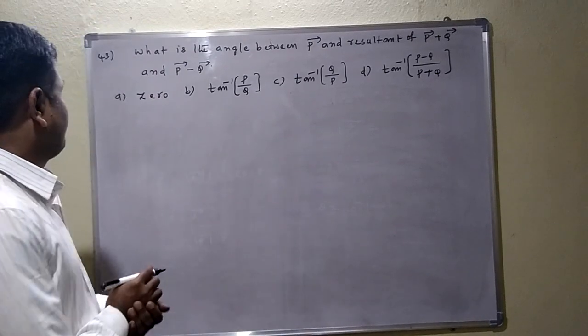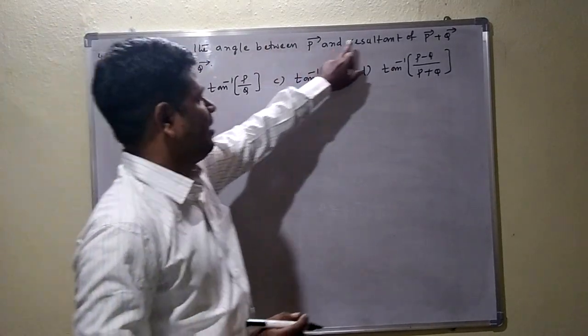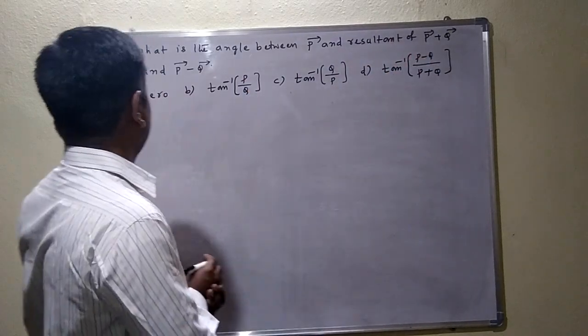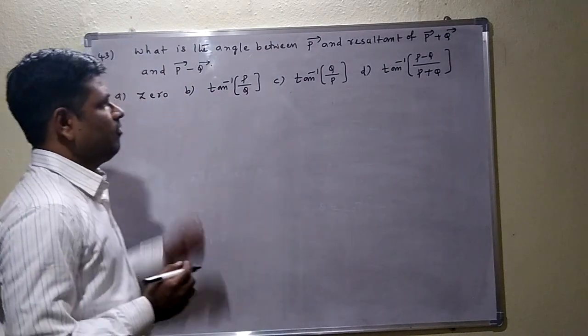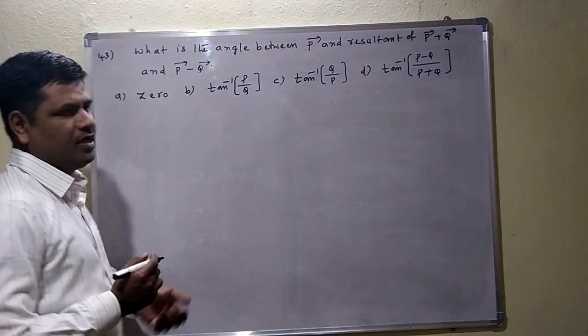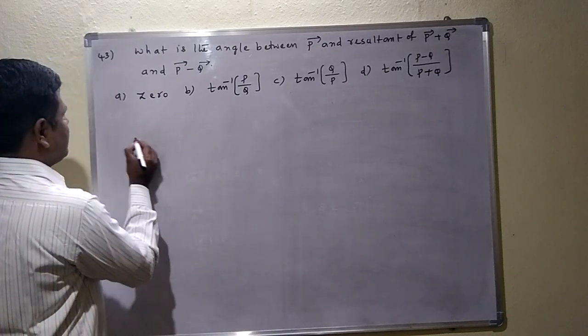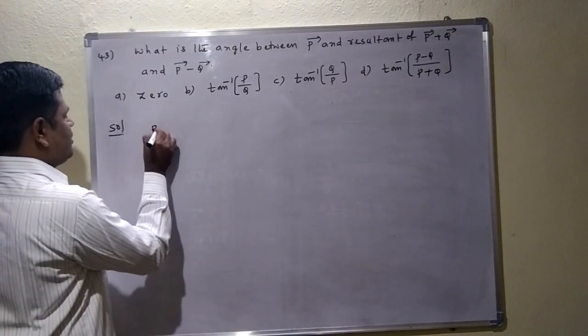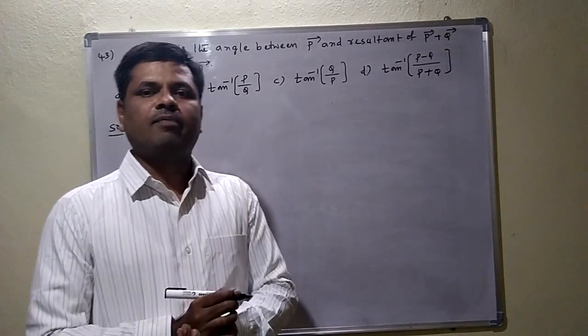See the next question. Question 43: What is the angle between P bar and the resultant of P bar plus Q bar and P bar minus Q bar? First, I want to find the resultant of P bar plus Q bar and P bar minus Q bar. Here resultant means the resultant of two vectors. Here R bar is equal to the general formula, A bar plus B bar.